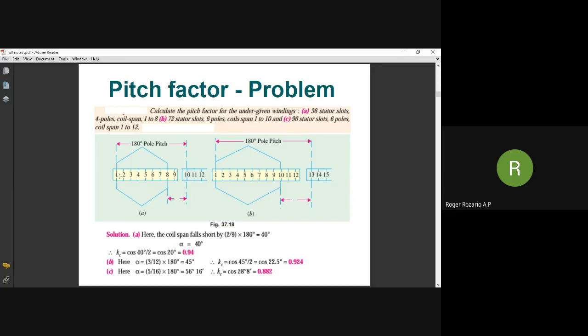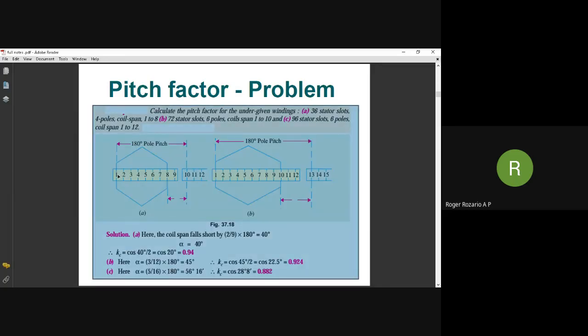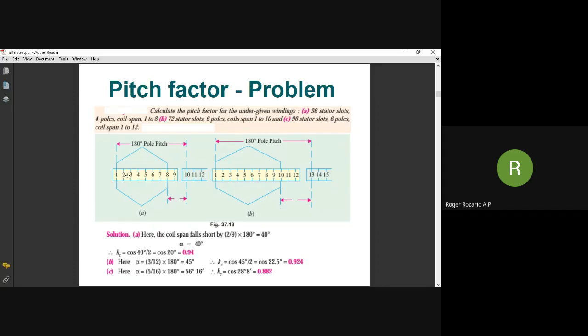20 degrees. Yes, very good. So between 1 and 2 it is 20. 2 and 3 it is 20. 3 and 4 it is 20. 4 and 5 it is 20. 5 and 6 it is 20. 6 and 7 is 20. 7 and 8 is 20. 8 and 9. If you add all these 20s, you will get 180 degrees.